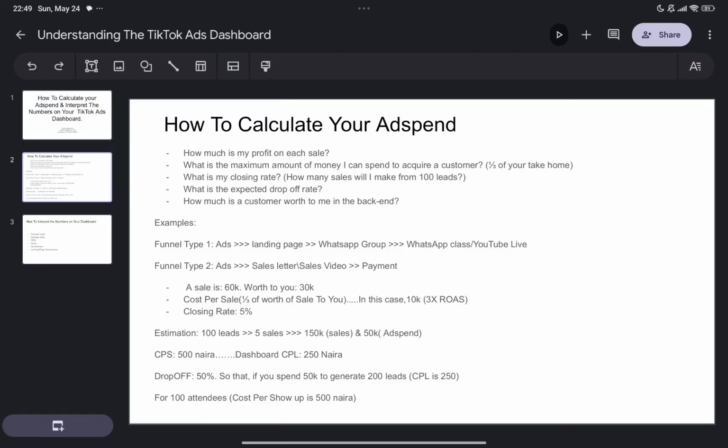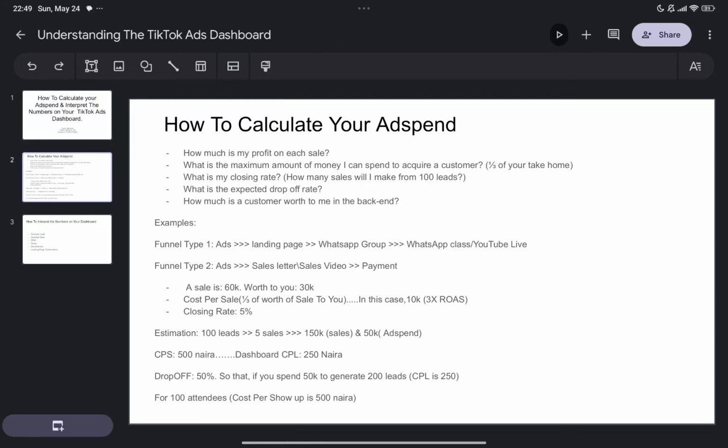Maybe I pay somebody to design the landing page, that will be the cost of that. I'm willing to part with that 10,000 naira. Then the last 10,000 naira, that will be the real profit. That is the amount of money I'm making on this sale. Do you understand the logic now? That's why I'm willing to pay one third of the worth of a sale to acquire a customer.